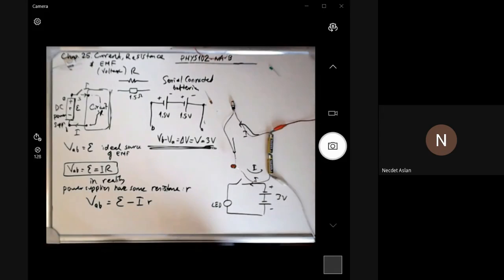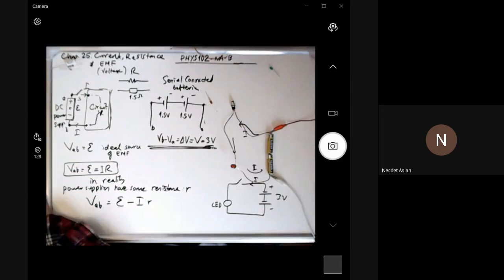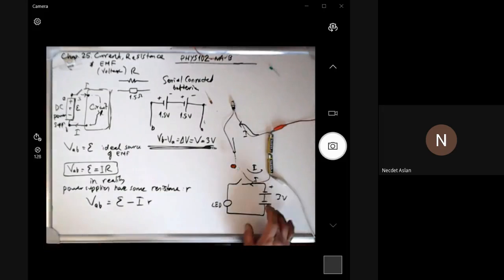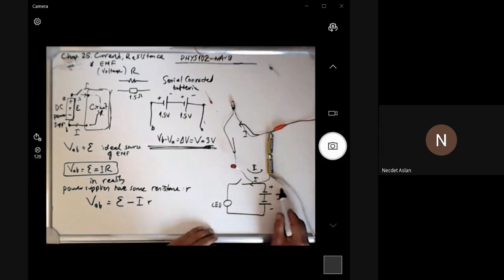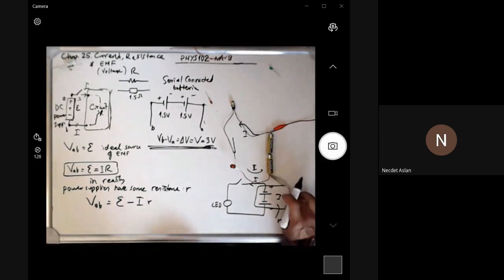All right. I would like to show you that this 3 volts will reduce to a smaller voltage as soon as the current is passing through this, because this is like a resistance. If this battery system has a small internal resistance, then this 3 volts will change. It will drop, of course, not increase.